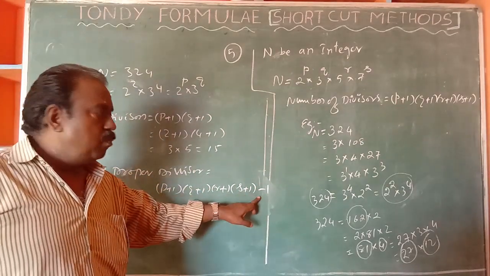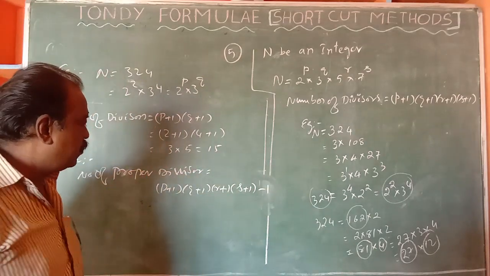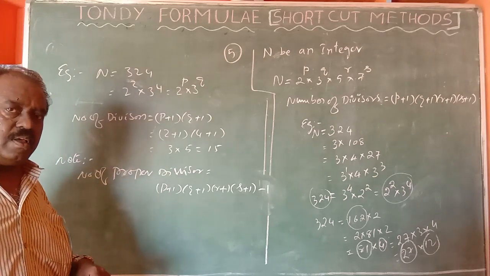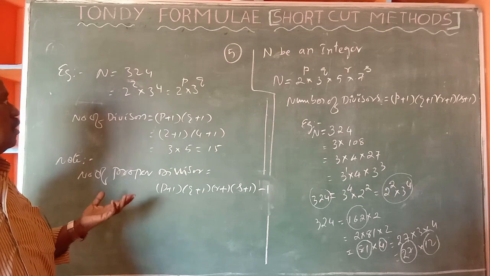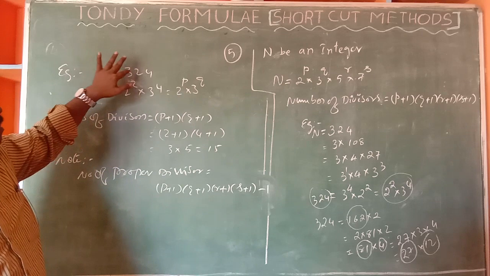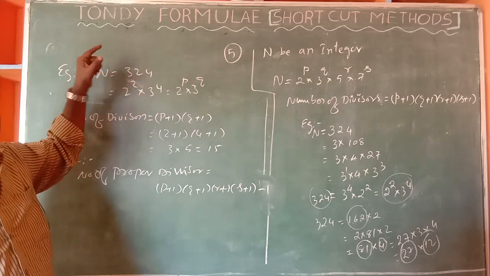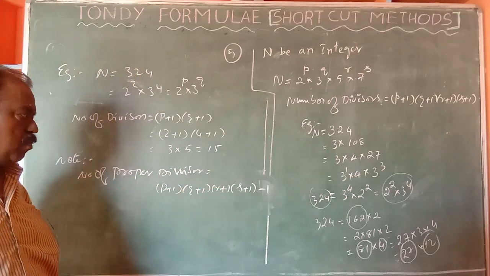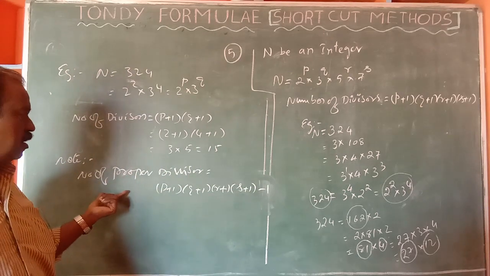minus 1. What is the need to subtract 1? That is the correct number. Any number to itself is a divisor. For this example, 324 itself is a divisor of it. 324 can divide 324 one time, so it is also a factor, also a divisor. So by subtracting 1, we can get the proper divisors.